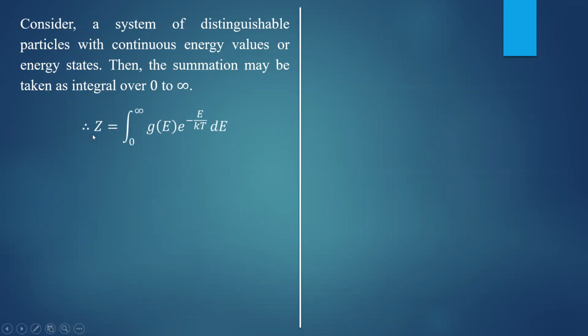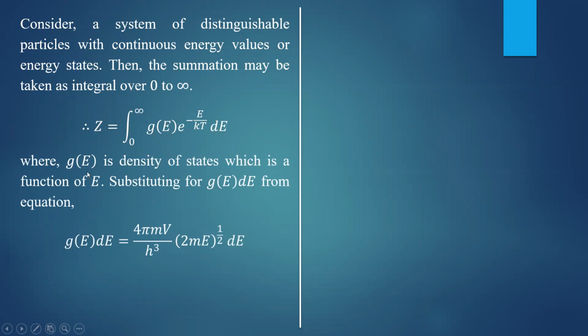So I can write the partition function Z as the integration from 0 to infinity of g of E, e to the power minus E by kT, dE. Gi is taken to be g of E because we have converted the summation to integration. In the summation, i was running from 1 to n, but here in the integration we have changed the limits from 0 to infinity, and gi is replaced by g of E, and Ei is replaced by simply E. We have to integrate it over the energy, with respect to energy.